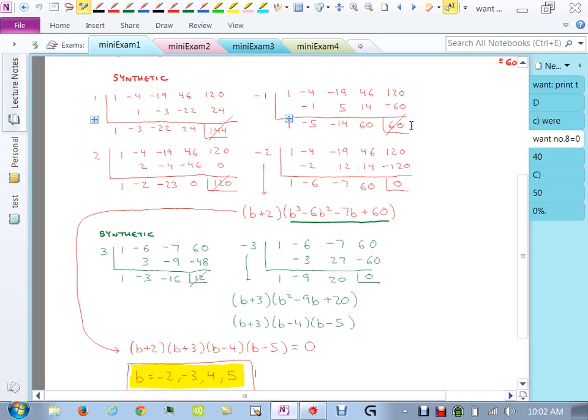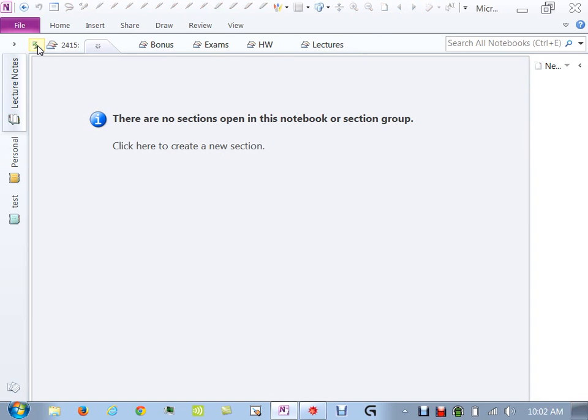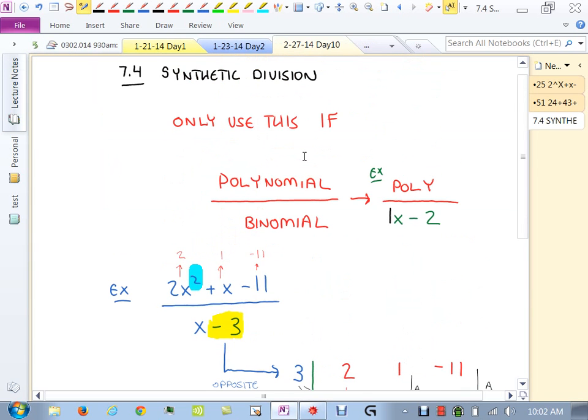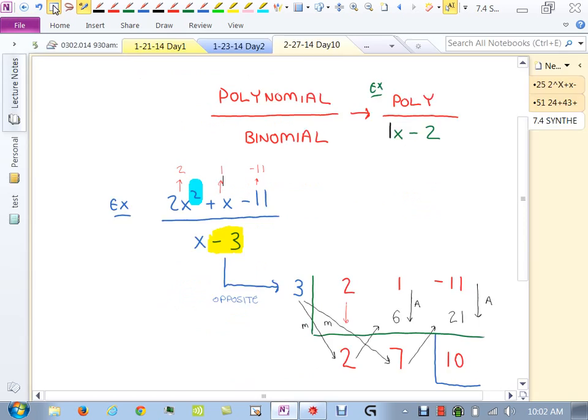Out of my entire 19 students, not a single person used long division when they tried to do this problem. Every single one of them did synthetic. So just to give you an idea, it is useful. It's the preferred method if you can use it. But you can only use it when? When you have a binomial on the bottom that looks like this. So, okay. I hope that in some way addressed your question.